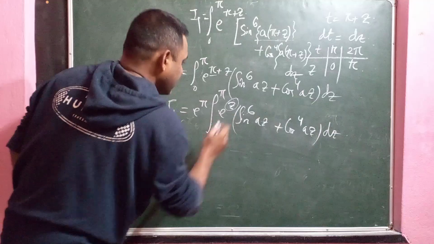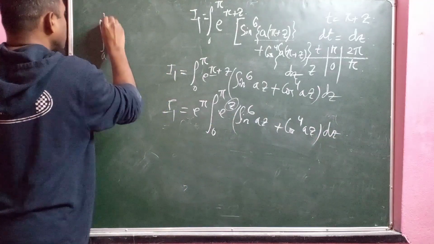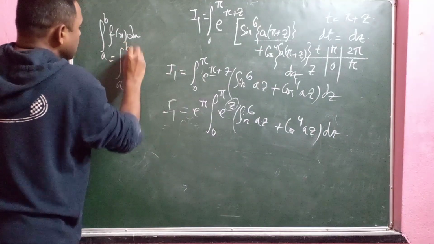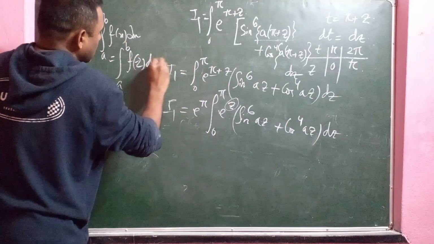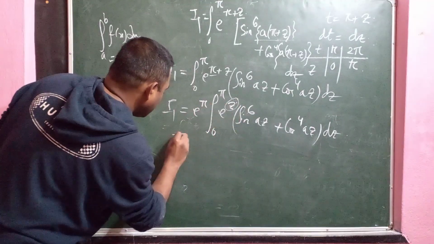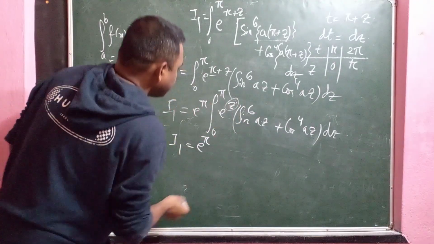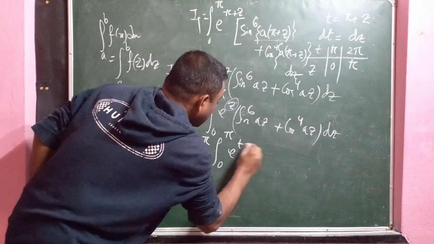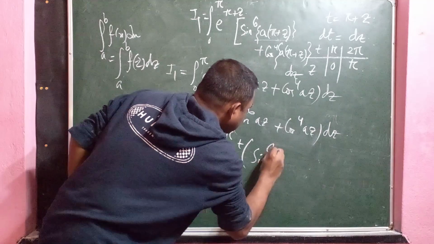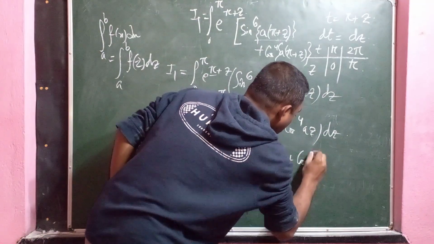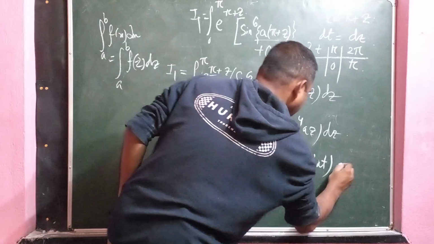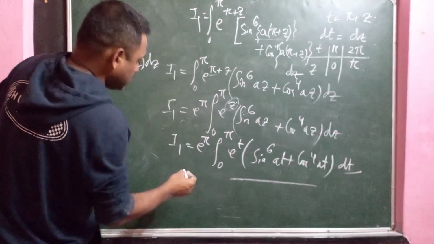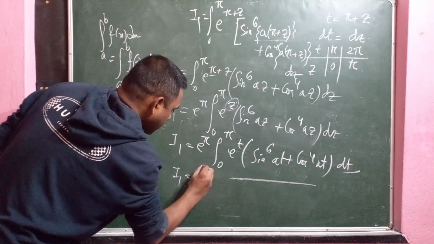Now you can change the variable, because integration a to b f(x) dx equals a to b f(z) dz; this is another property, the first one. So instead of z, I will write t: I1 is equal to e to the power pi times integration 0 to pi e to the power t (sin 6θ plus cos 4θ) dt. So this is basically the last. Suppose this is e to the power pi.